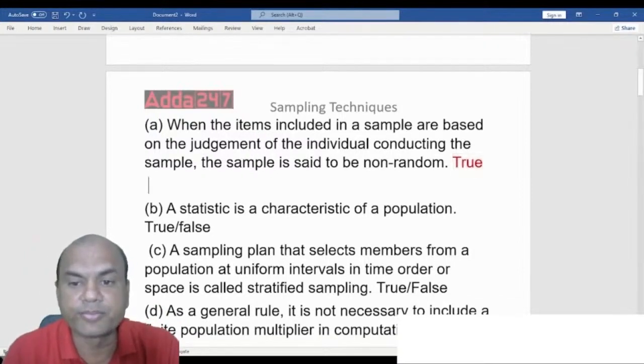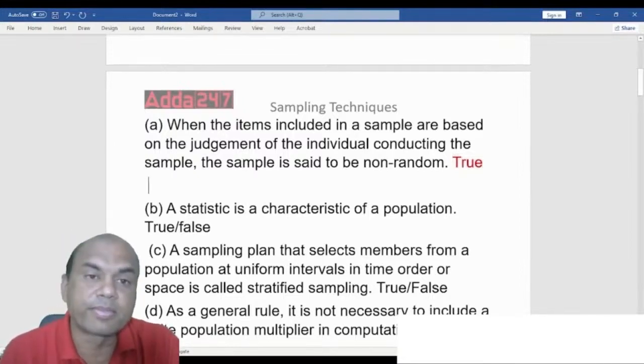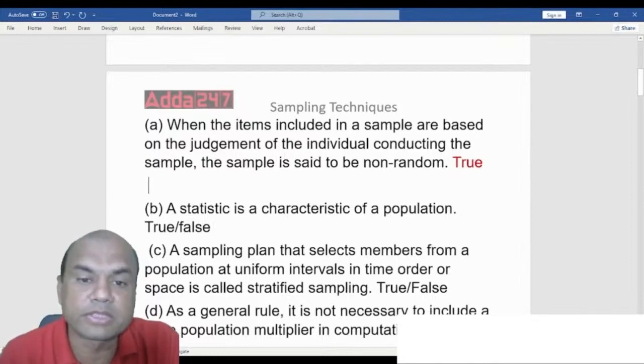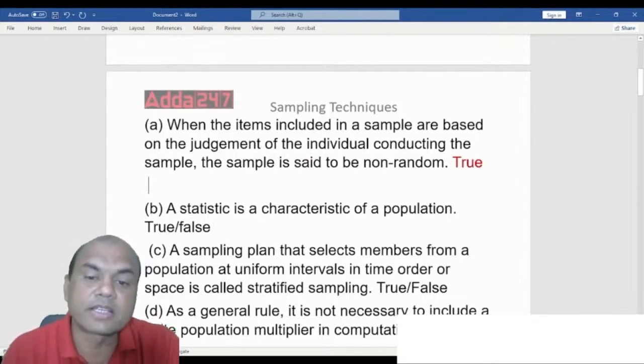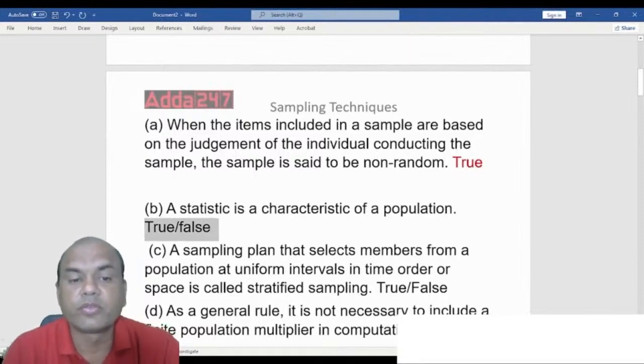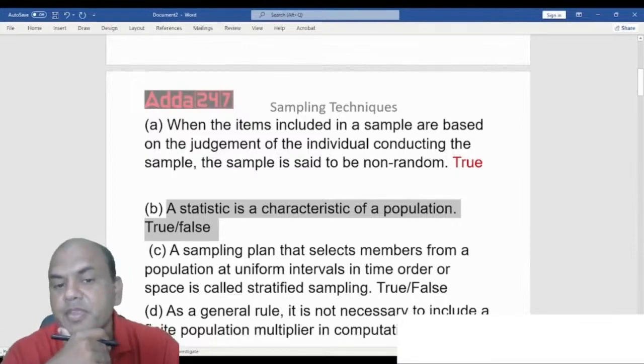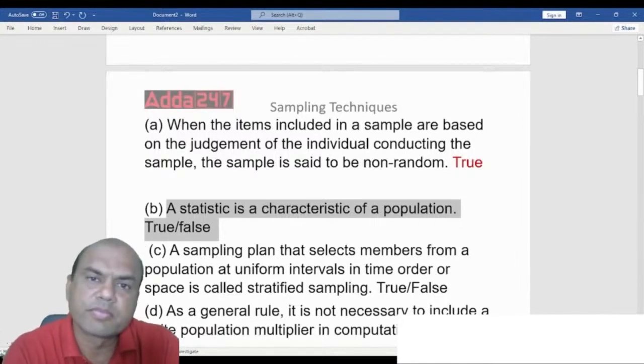True. Okay. Second one. A statistic is a characteristic of a population. Now this is a simple one. You must answer this. A statistic is a characteristic of a population. True or false? What do you say? Everyone, think over it.